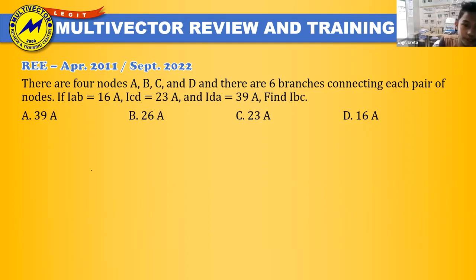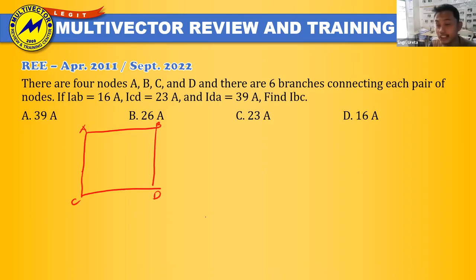So here, let's draw first. We have 4 nodes, A, B, C, D, which are connected by 6 branches. If you notice, in this square or orientation, only 4 branches have been used. Therefore the remaining two are our diagonals, so 5 and 6. Here it says IAB is 16 ampere, so from A to B is 16 ampere. And ICD is 23 ampere.